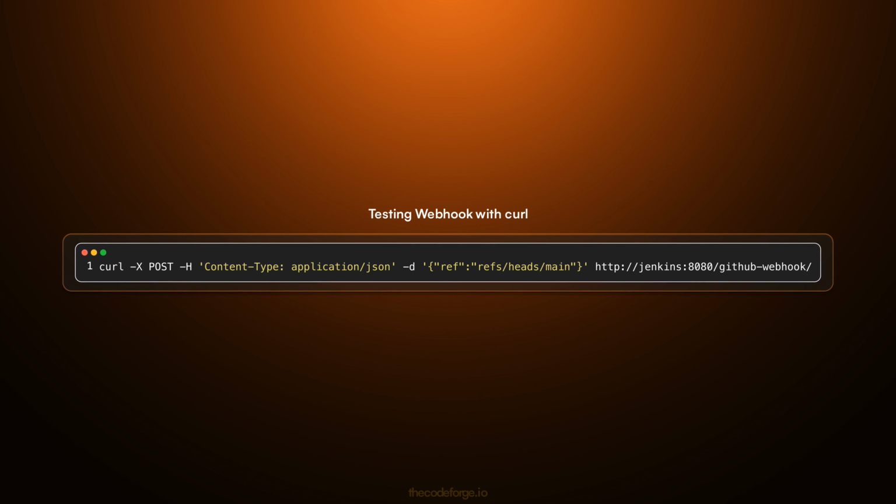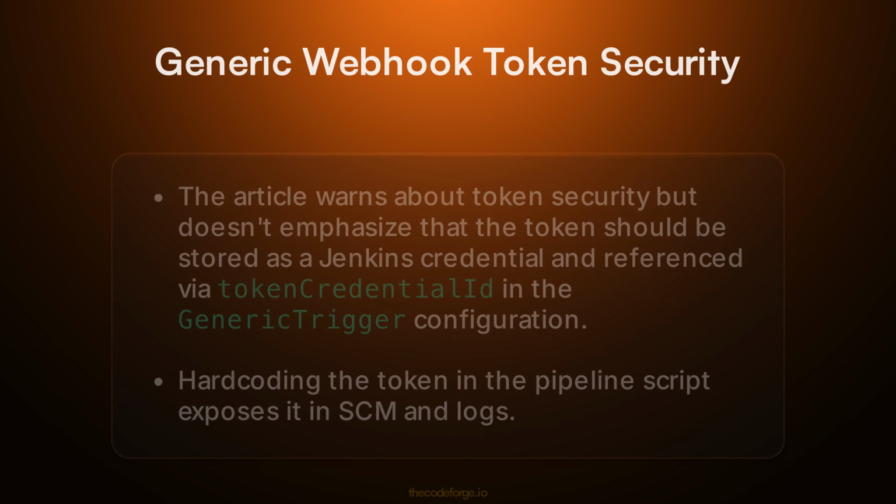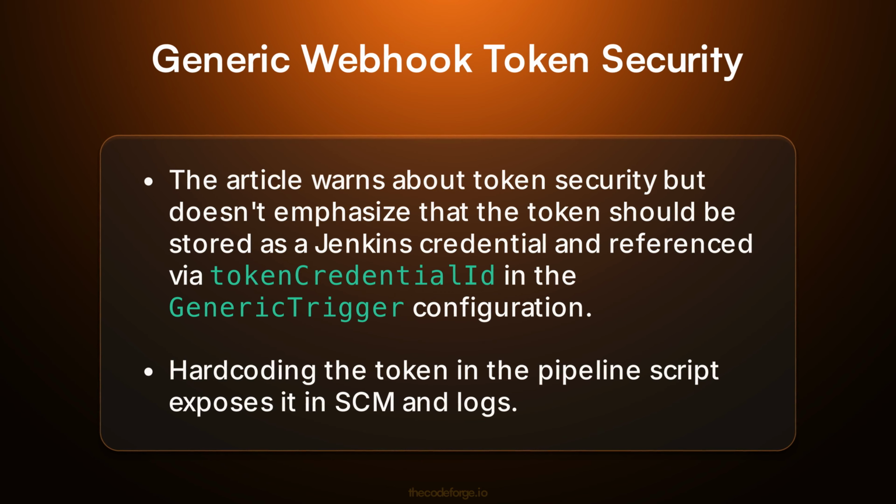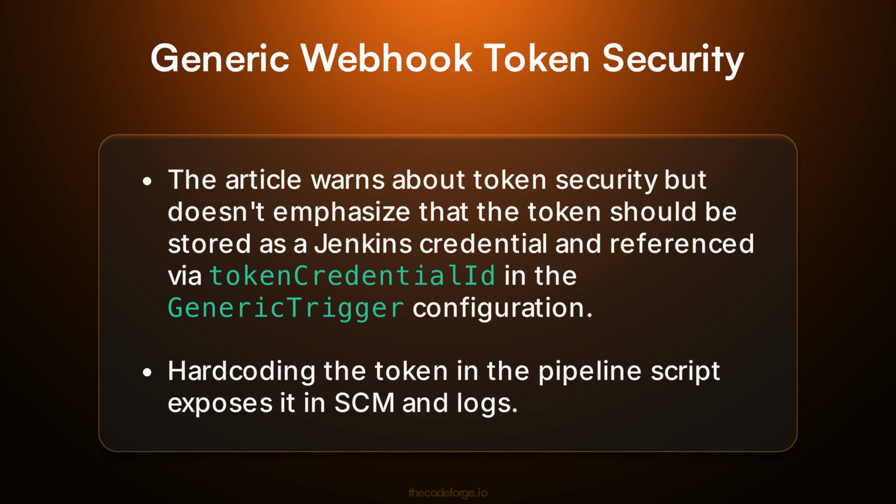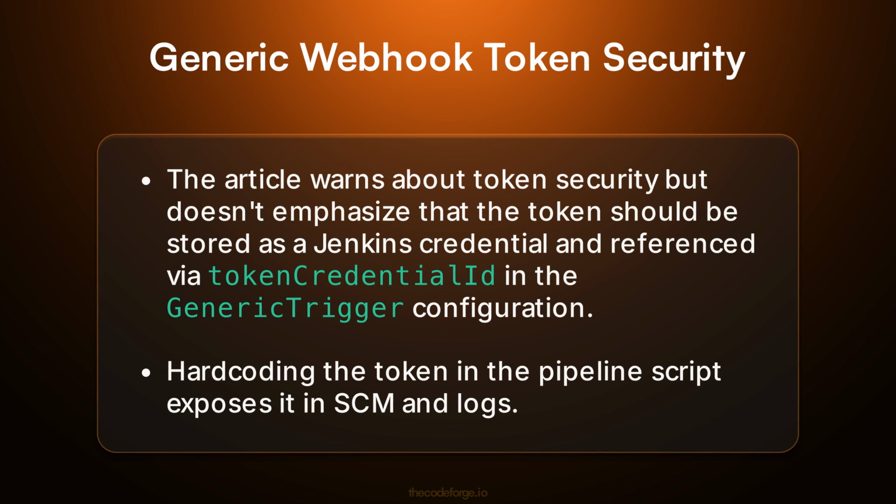The article mentions testing webhooks with curl, but doesn't show a concrete example. Use this snippet to simulate a GitHub push event to verify your webhook trigger works before relying on it in production. The article warns about token security, but doesn't emphasize that the token should be stored as a Jenkins credential and referenced via tokenCredentialId in the generic trigger configuration. Hard-coding the token in the pipeline script exposes it in SCM and logs.